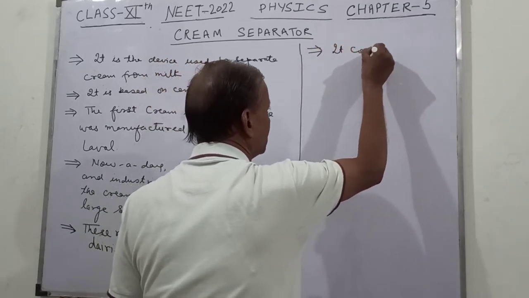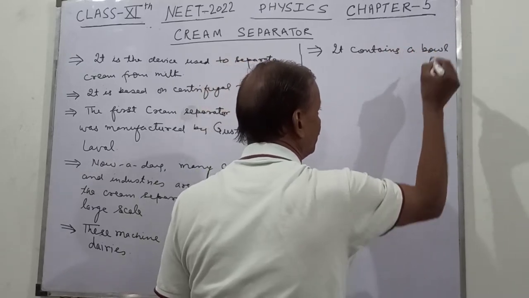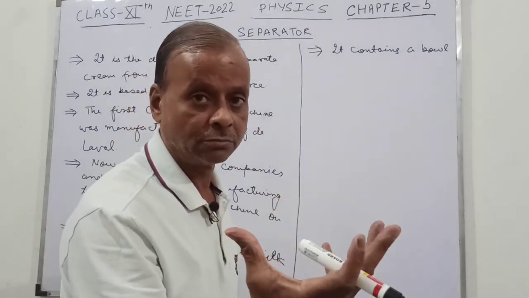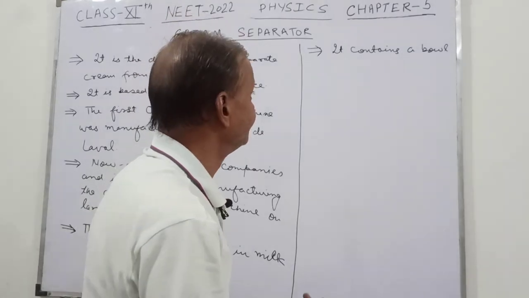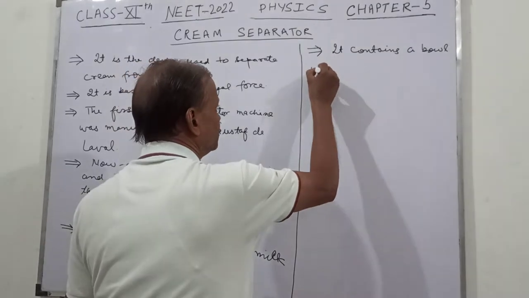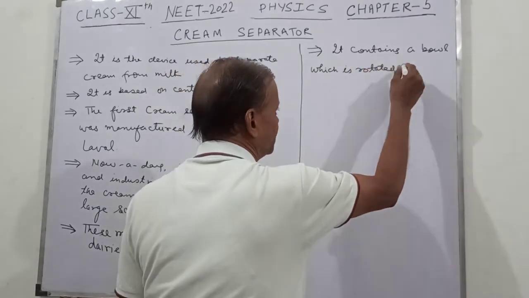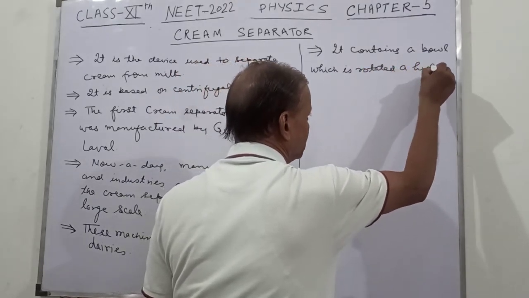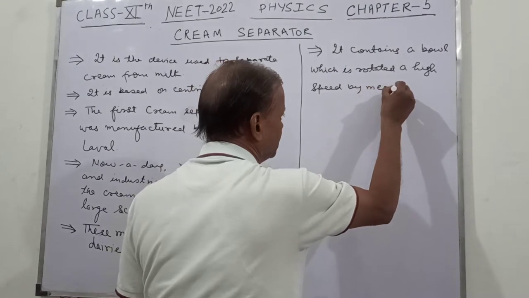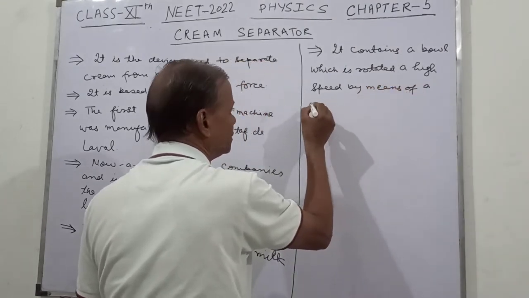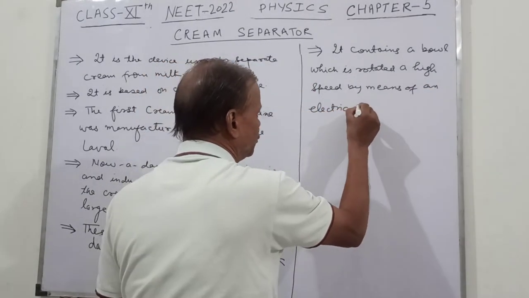It contains a bowl, यानी कटोरा, तो एक सर्कुलर, एक बेलनाकार होता है, तो ये कटोरे जैसी शेप का होता है. It contains a bowl which is rotated at high speed by means of an electric motor.